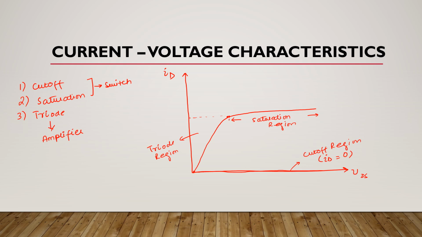Now look at this curve. Here this point is Vp. It means it is the pinch off voltage, at which gate to drain voltage is equal to threshold voltage. As you can see, before this point, the pinch off voltage, the transistor acts as a linear resistor in the triode region. Okay.